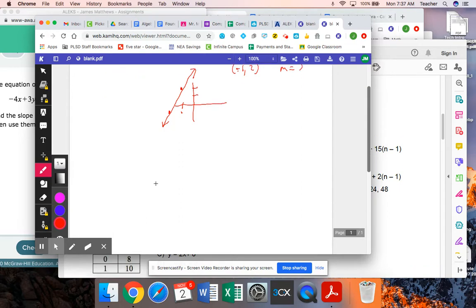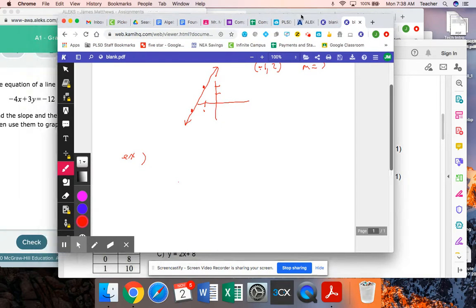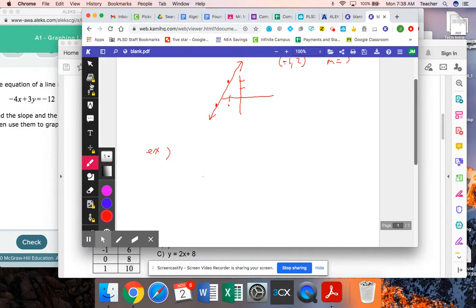Let me go ahead and add an example here of when we have something in standard form, like negative 4x plus 3y equal to negative 12. Well, I would suggest putting this in slope-intercept form. So let's just make this go to slope-intercept form.